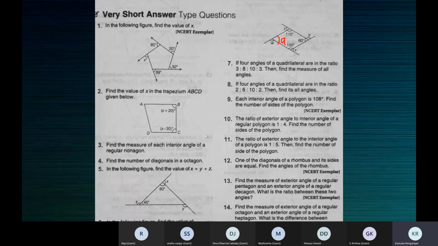Sindhu and Sanjay, Madhumita, Danya. Yes, ma'am. Boys, you got this? Yes, ma'am. Okay. All right, children, fine.